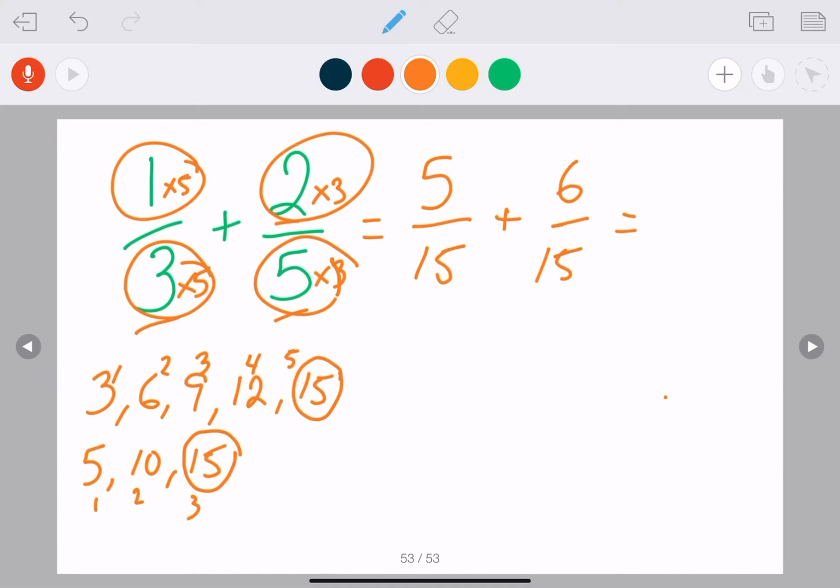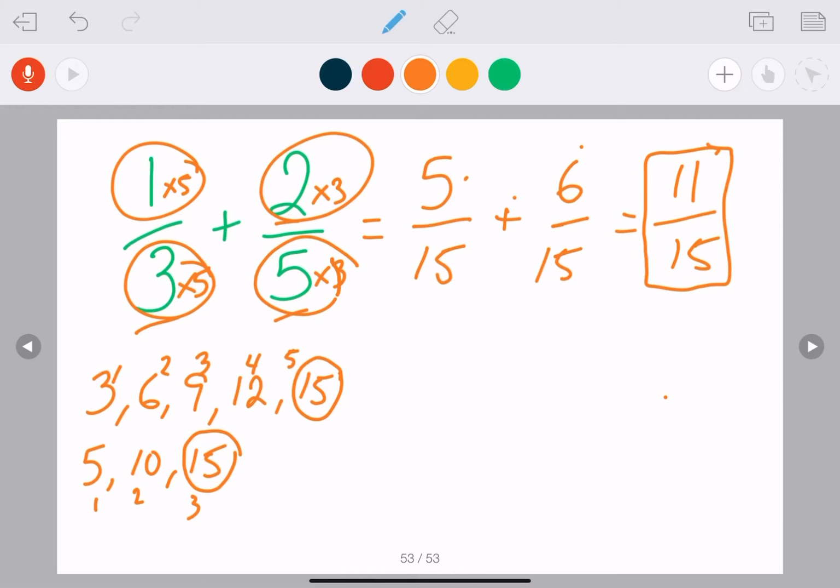And now I'm in a situation that is identical to what you did yesterday, where the denominators are the same. So 5 plus 6 gives me 11, and 15, 15, and the bottom stays as 15. I'm going to ask myself, is there any way to simplify this? 11 is a prime number, so that means that its only two factors are 1 and 11. So there's going to be nothing that we can divide both 11 and 15 by. So that's going to be my final answer.